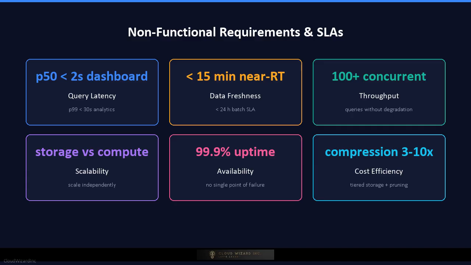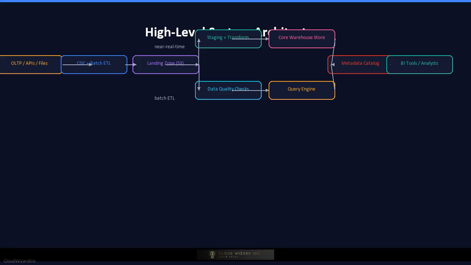Data freshness matters for near real-time use cases. The warehouse must reflect source changes within minutes. For batch use cases, nightly loads are acceptable. The system must be highly available, with no single point of failure, since business operations depend on dashboard access around the clock. Data consistency and correctness are non-negotiable. Wrong numbers in a BI dashboard cost real money. And finally, the system must be cost-efficient, since storing and querying petabytes of data is expensive, making compression, partitioning, and tiered storage critical levers.